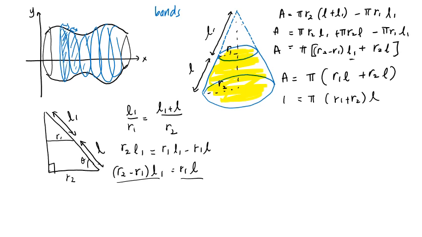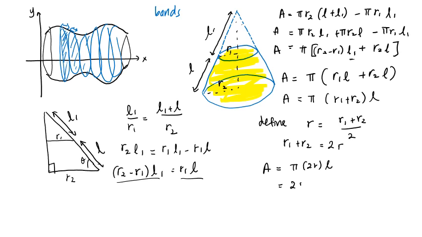And then let's make our life even easier. We don't want this R1, R2. Let's define R equal to (R1 plus R2) over 2, the average radius of this whole segmented circular cone. So R1 plus R2 will be equal to 2R, and we substitute this into the area. So we get area equals pi times 2R times L, equal to 2 pi R L.